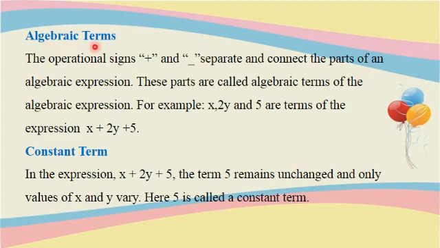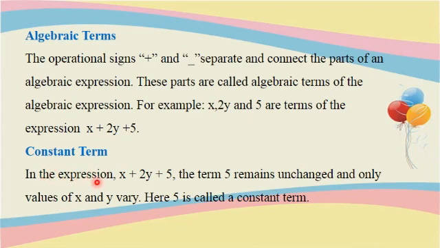First of all, algebraic terms. The operational signs plus and minus separate and connect the parts of an algebraic expression. These parts are called algebraic terms of the algebraic expression. For example, x, 2y and 5 are the terms of the algebraic expression x plus 2y plus 5.